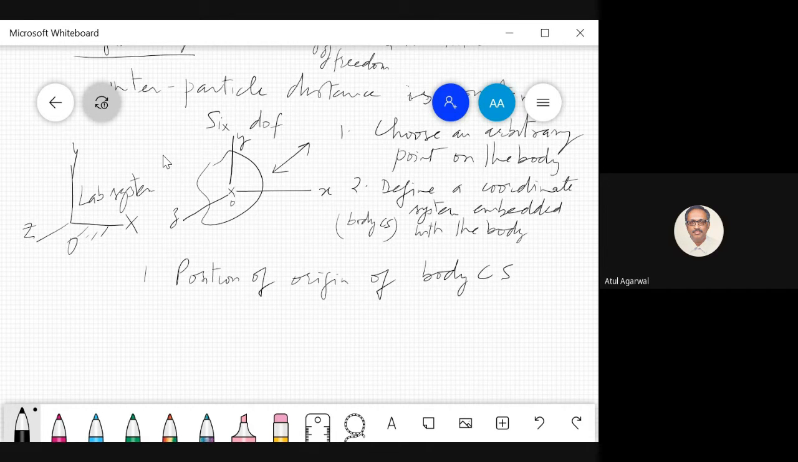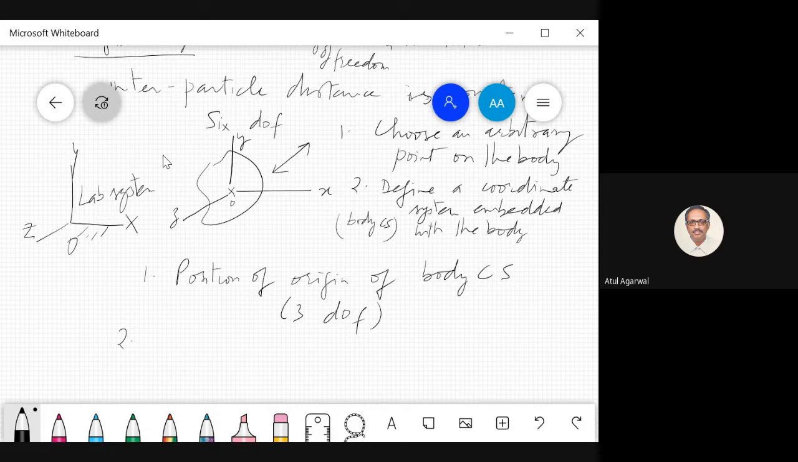So you need the position of the origin of the body coordinate system. You can talk of this position with respect to this fixed lab system. So how many degrees of freedom are involved? This position of the origin will involve 3 degrees of freedom: the X, Y, Z coordinates of this origin with respect to this lab system.